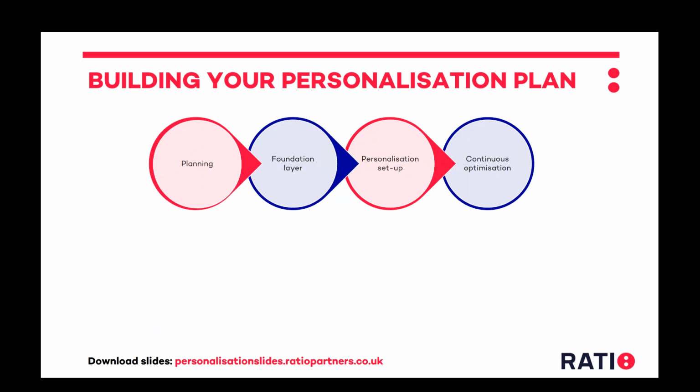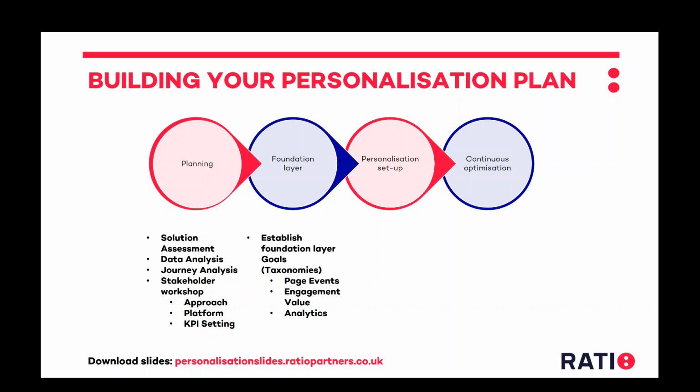So what are some of the key steps here? I want you to go away from today and create our personalization plan. For us, there are 4 areas you should look at in individual components. Planning. So look at your current solution. Is it set up for personalization? Does it give you the ability to personalize? Do you have the right data? Do you have an understanding of who your customers are and what your customers want from you as an organization?